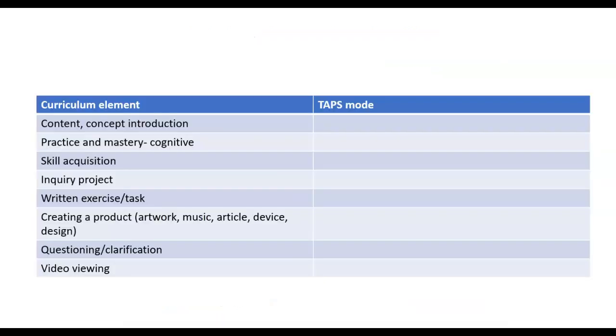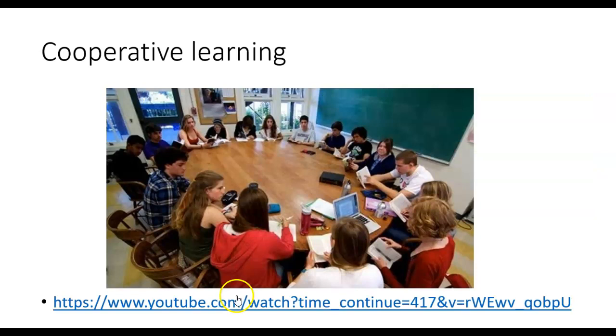A little activity for yourself is, pause and write down: if this was what you're going to do, for example, a concept introduction, what would be the best TAPS mode? Total, alone, pairs, or small groups, what do you think? Now, there may be more than one answer to this. So going through and see what things. So pause the video, and I'm going to show the answers or some suggestions shortly. How would you do it?